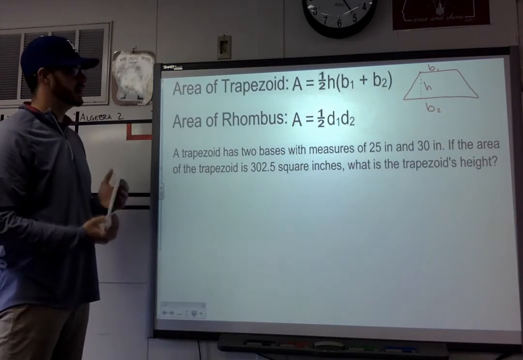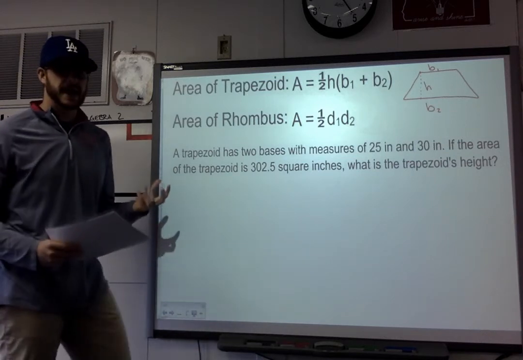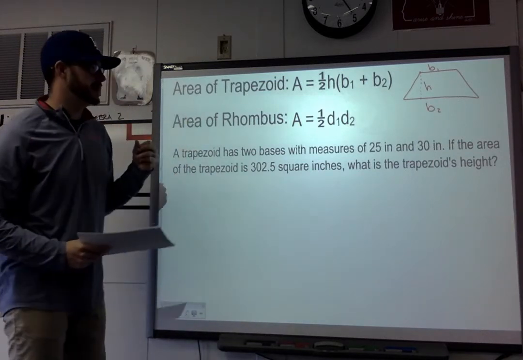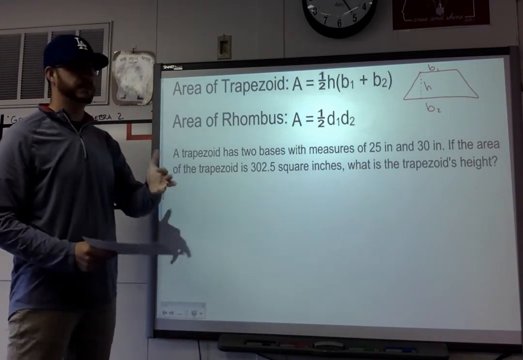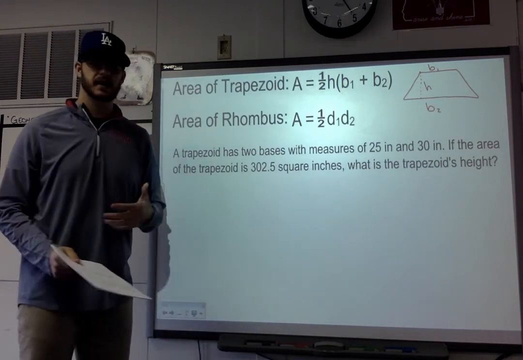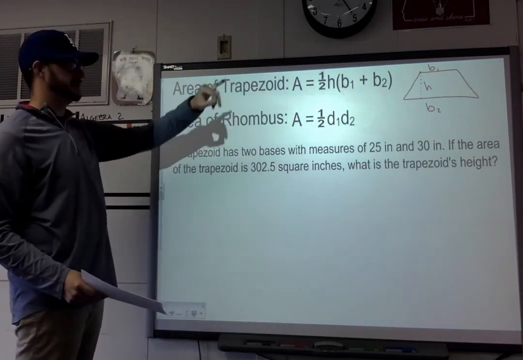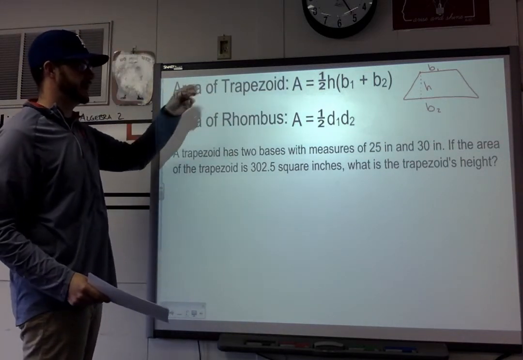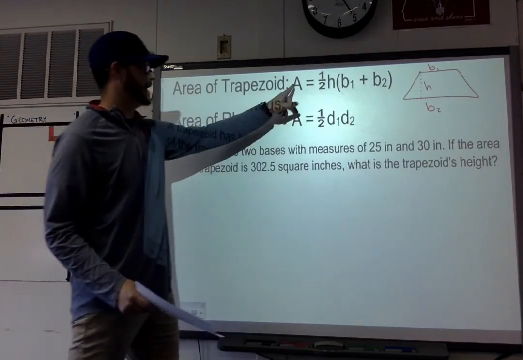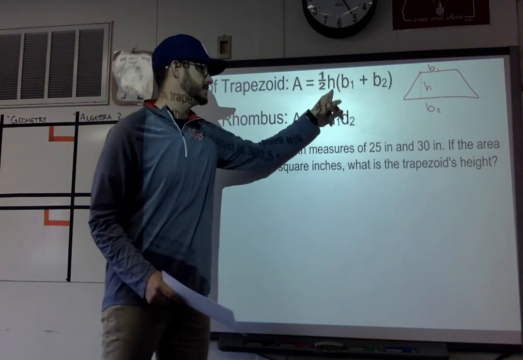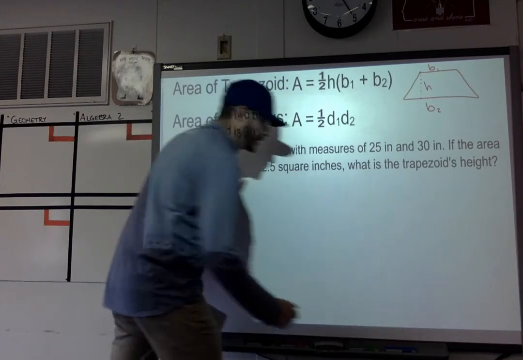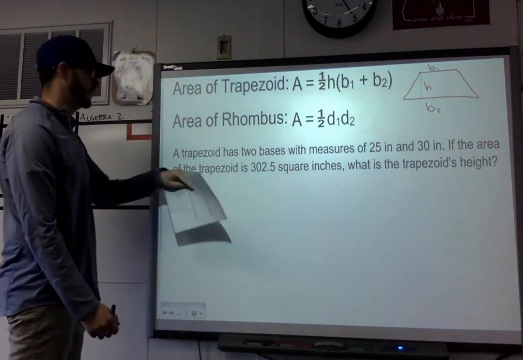So usually in the past when you've worked with area of trapezoid, you're given the height and the two bases, you're asked to find the area. Again, this is kind of taking it a step further. Instead of being given the bases and the height to find the area, we're given the area and the two bases, and we have to find the height. So we're going to plug in the information that we're given.